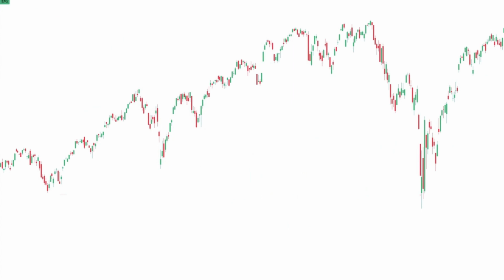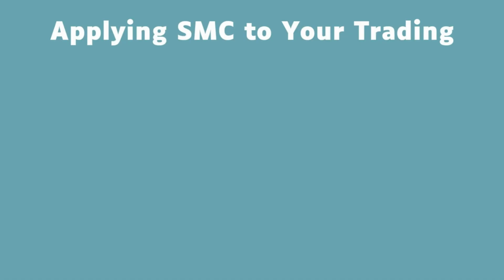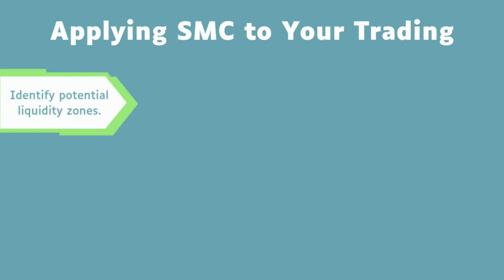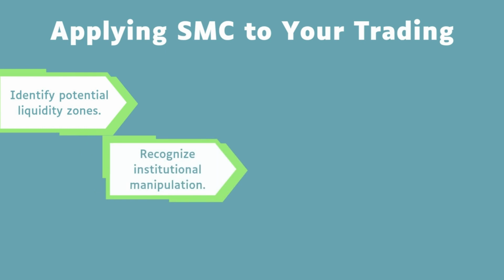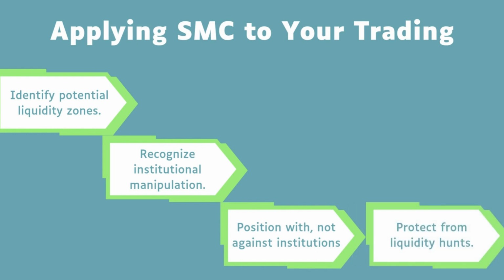We see the same patterns in stock indices like the S&P 500. Notice how price pushed below this key support level, likely triggering many stop losses, before reversing strongly to the upside. This is the liquidity game in action. Now let's discuss how you can apply this knowledge in your own trading. The process involves identifying potential liquidity zones, recognizing institutional manipulation tactics, positioning yourself with institutions, not against them, and protecting your own positions from liquidity hunts.